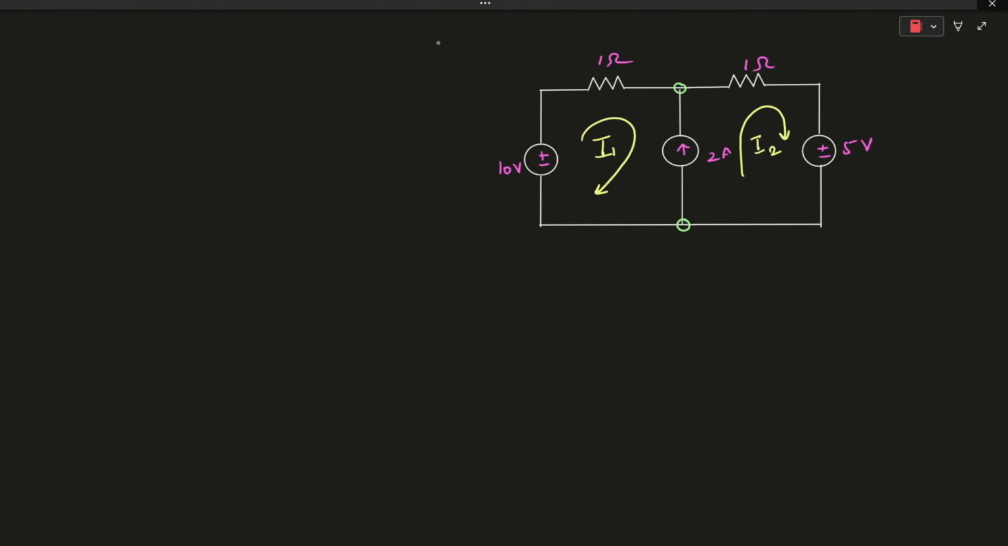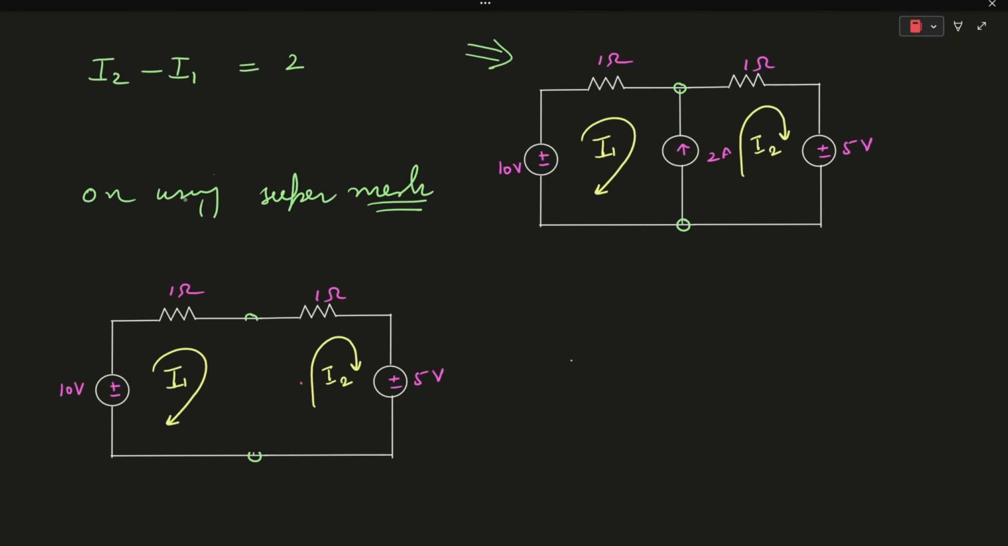Now let's understand the concept of supermesh in more detail by solving this particular electrical network. As you can see, on applying KCL, we can say I2 minus I1 is equal to 2 amperes. Similarly, we can see that this current source is connected between these two meshes. So using supermesh, we can exclude this 2 ampere current source.